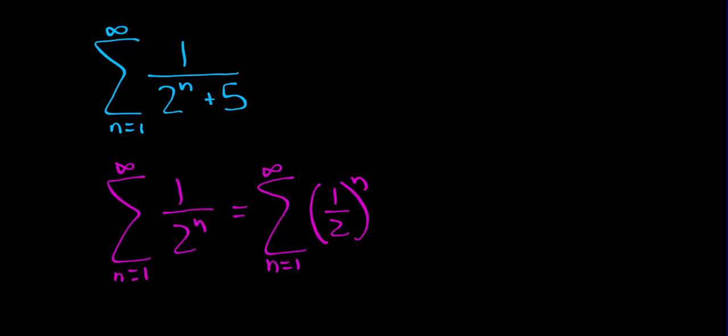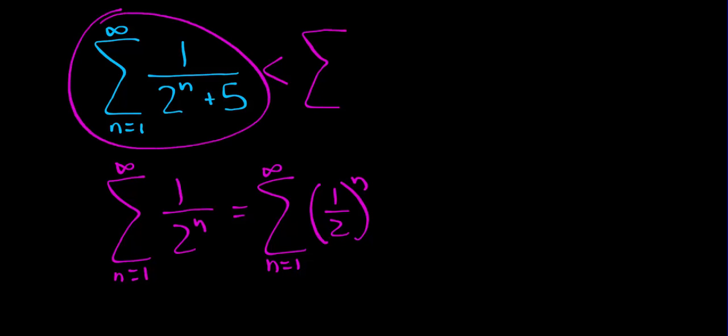And not only that, we know that this plus 5 in the bottom makes this one smaller. So here's what we've got. We've got 1 over 2 to the n. Now, since this one converges, this one must also converge because we have this.